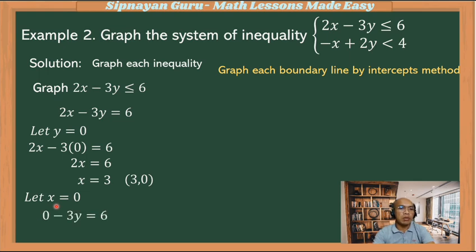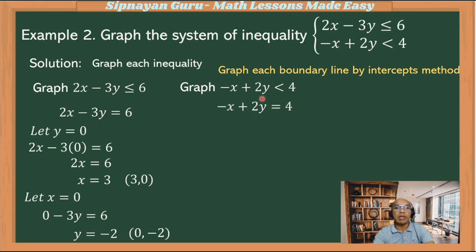Let x be equal to 0 and solve for y. So this is 0 minus 3y is equal to 6. So this is negative 3y is equal to 6. Divide both sides by negative 3. So our y is negative 2. The ordered pair is 0 and negative 2.